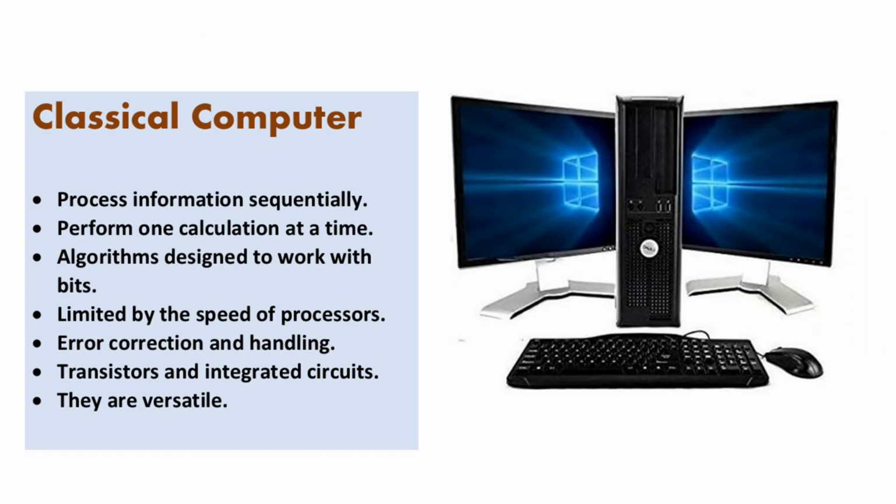Let us first review some of the properties of classical computers. Classical computers process information sequentially. They can only perform one calculation at a time. They use algorithms which are designed to work with bits and are based on Boolean logic. They are limited by the speed of their processors and the efficiency of their algorithms. They have well-established methods for error correction and handling. They are based on transistors and integrated circuits that can be miniaturized to a certain extent. And they are versatile and can be used for a wide range of applications, from everyday computing tasks to complex simulations.